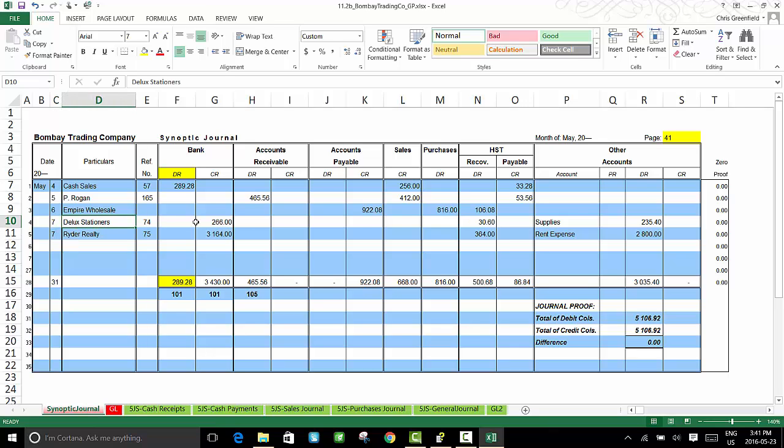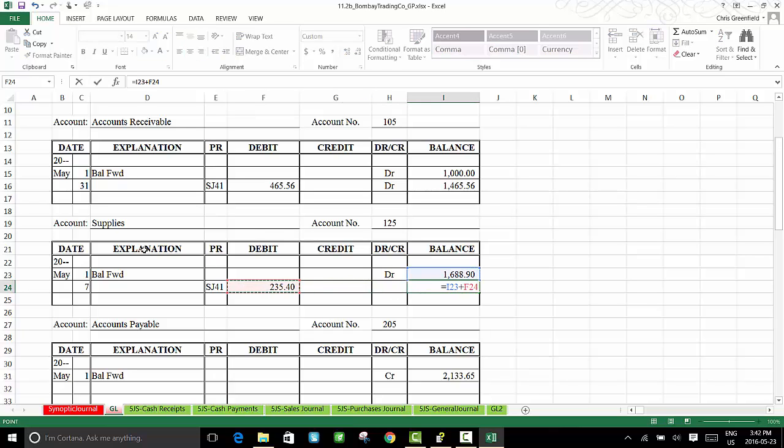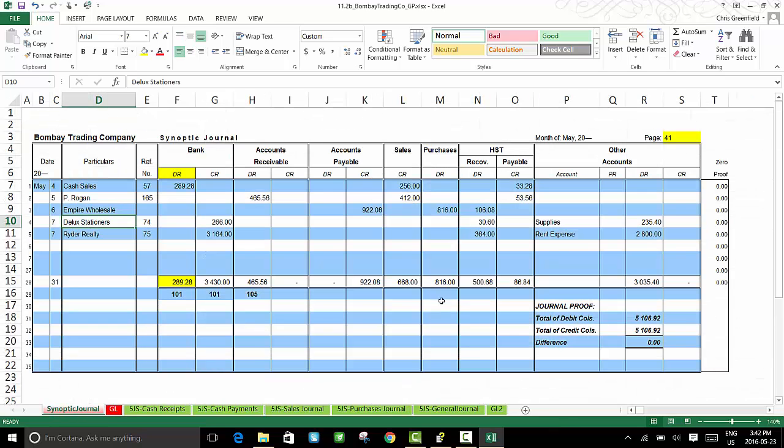So next thing I need is my supplies account. So I'm going to go to my general journal. I'm going to skip down to my supplies. So as I said, this occurred on the 7th, and I'm still using my Synoptic Journal 41. I have an increase or a debit of $235.40. So I'm going to put that in there. I'm going to do my math. I have debit on top of debit, so I need to put a debit there. So again, I'm going to take my 125, but in this case, I'm going to put it in the posting reference, kind of like we had before, in our regular journal.